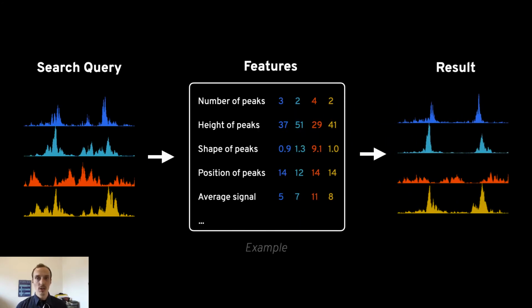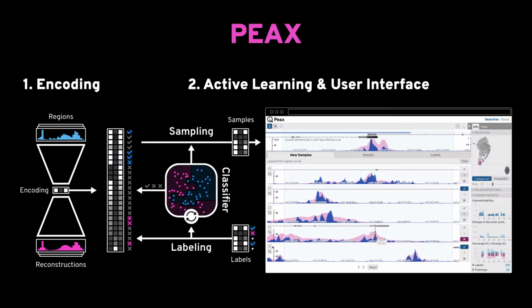To overcome these challenges, we need an effective feature representation that captures important characteristics of the data for similarity comparison. Such features could, for example, be the number, height, shape, or position of peaks, and are typically defined up front. While this is useful for finding specific patterns, it requires a deep understanding of the data and often does not generalize well to various different search queries. To improve upon existing solutions, we have developed Peax.